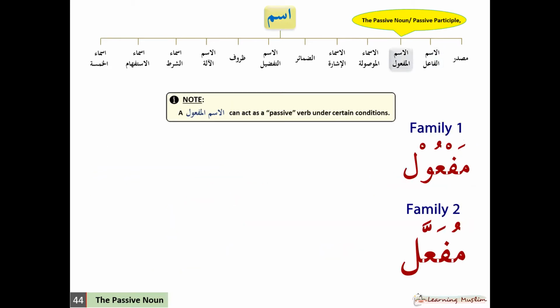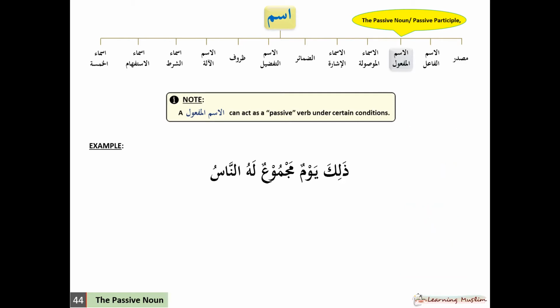Next one on page 44, the passive noun. So the passive noun, ismul maf'ul, is of the form maf'ul on family 1, and on family 2 it is mufa'alun. So the passive noun can act as a passive verb under certain conditions. There's only one example I could come across in the Quran with regards to this concept. ذَلِكَ يَوْمٌ مَجْمُوعٌ لَهُ النَّاسُ.